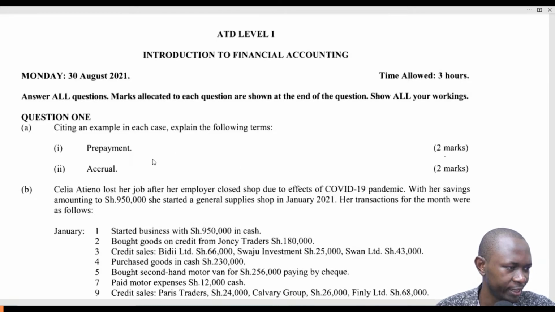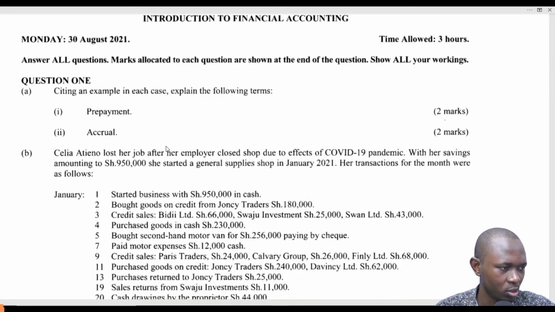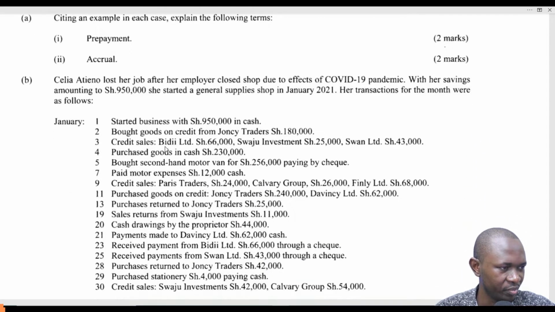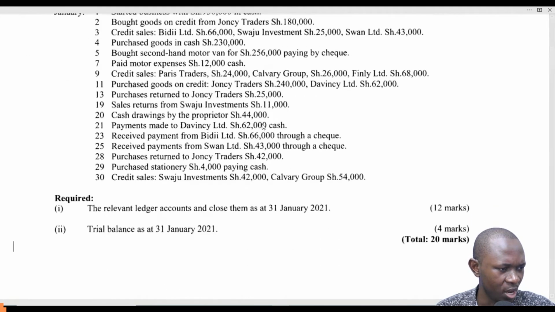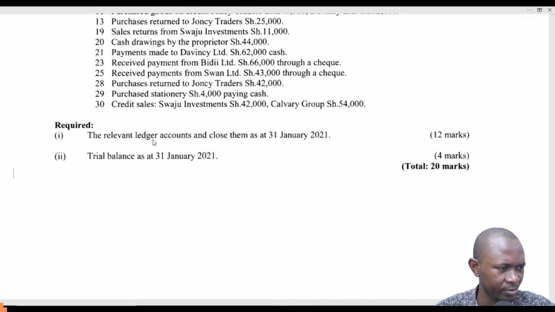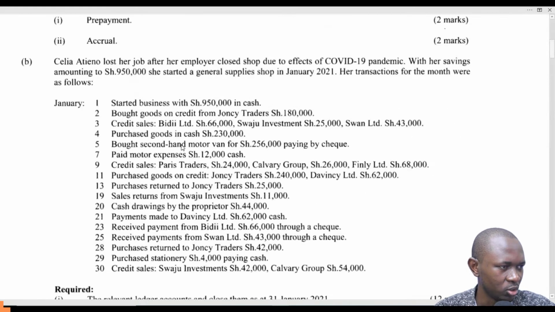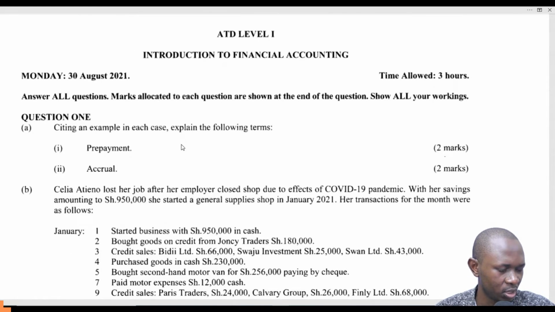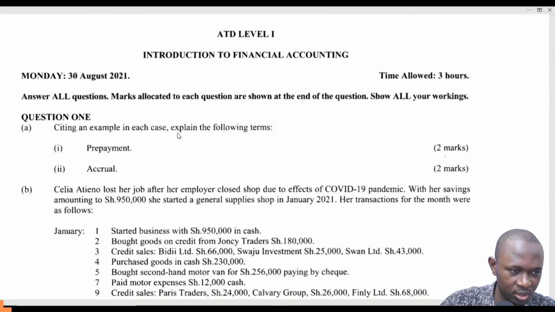So question 1A: citing an example, in each case explain the following terms: prepayment and then accrual. Then we have part B, which basically requires us to come up with the relevant ledger accounts, and then we're supposed to close them as at 31st January 2021, and then extract a trial balance as at that date. So we will go straight to the question and try to tackle it.